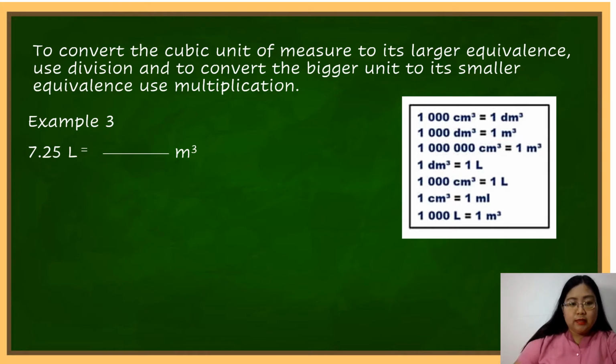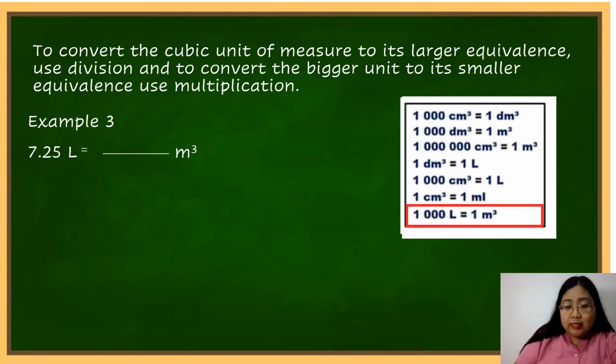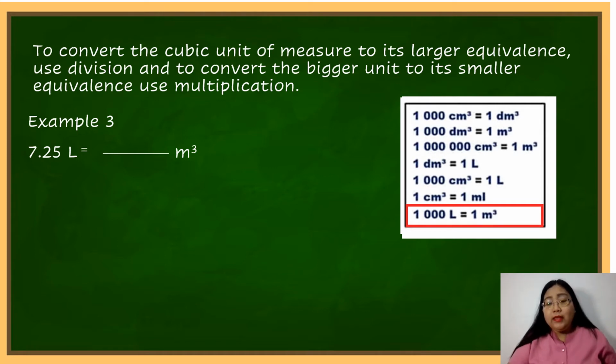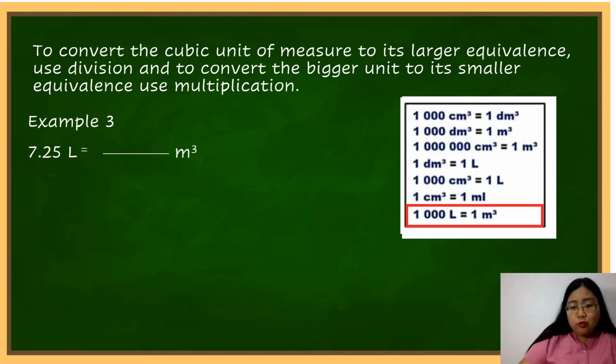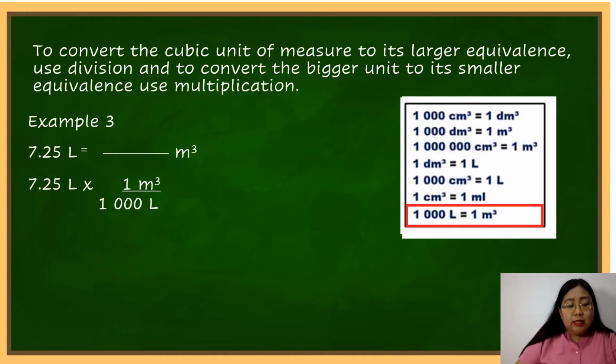Number 3. 7.25 liters is equal to how many cubic meters? Let us find out in the equivalent chart. There it is. 1,000 liters is equal to 1 cubic meter. Let us solve.